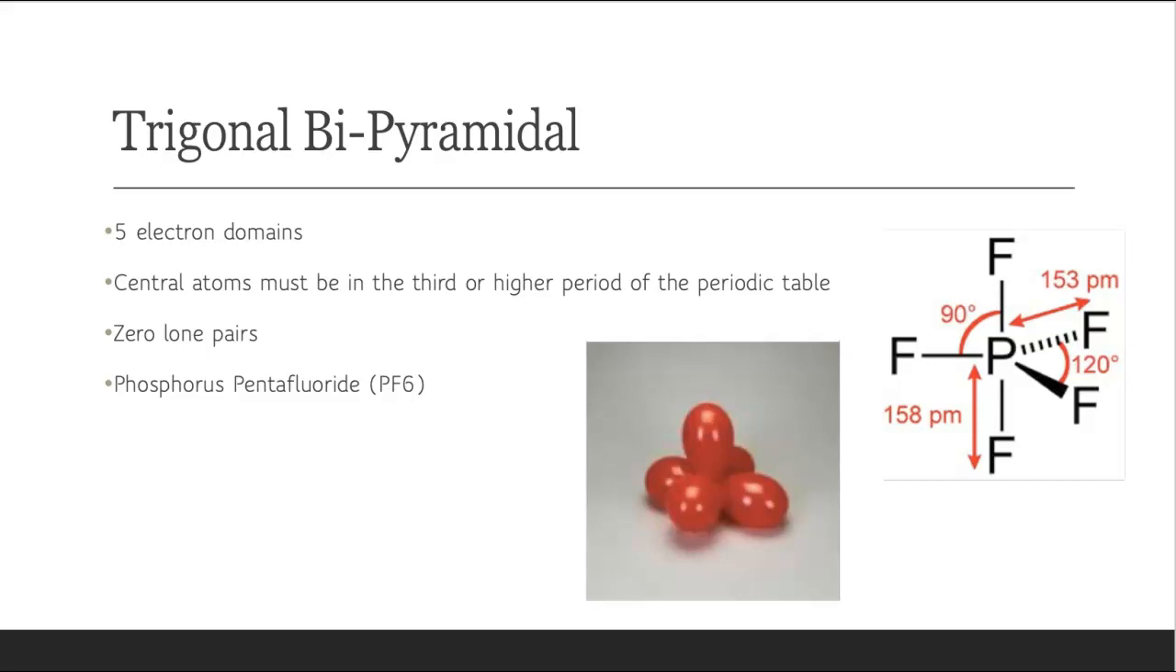My next example is trigonal bipyramidal, which has 5 electron domains. Central atoms must be in the 3rd or higher period of the periodic table. There are 0 lone pairs, and my example is phosphorus pentafluoride, which is PF6, and is pictured over here.